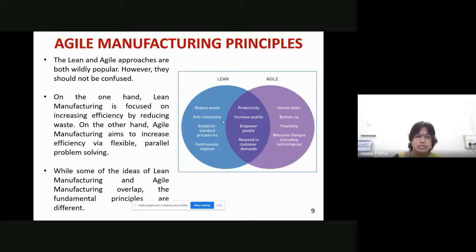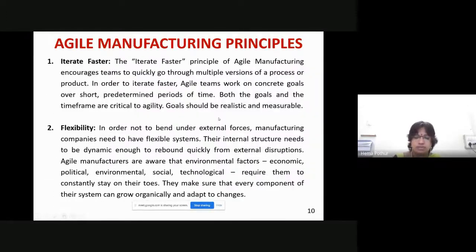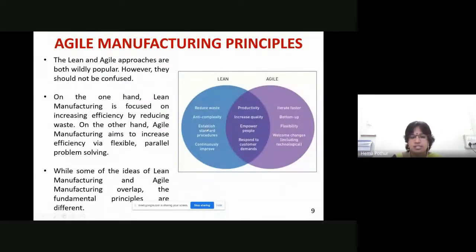This lean manufacturing, if you look into the supplements of both agile and lean, mainly focuses on reducing waste and anti-complexity. Reducing waste here means it tries to reduce the amount of inventory, and anti-complexity means the product should be flexible enough. It also establishes standard procedures, whatever available procedures there are, and continuously improves.